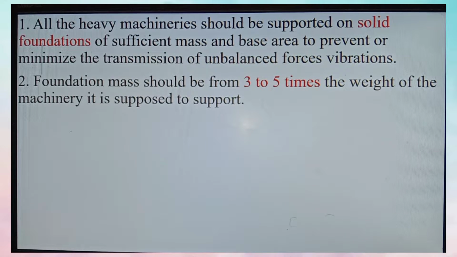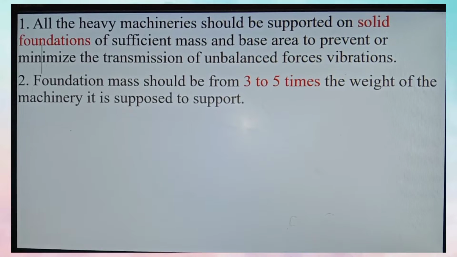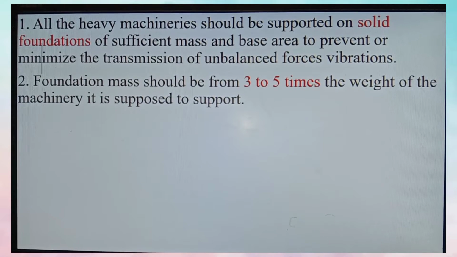Foundation mass should be from 3 to 5 times the weight of the machinery it's supposed to support. This is taken from the reference of the PSME code. So the weight of the foundation mass should be from 3 to 5 times the weight of the engine or the weight of the machinery to be supported.